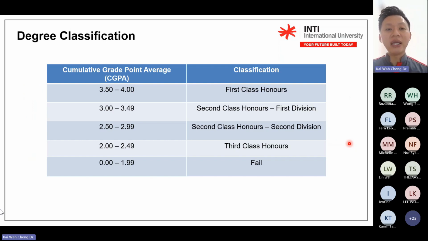And this is the degree classification for different levels of CGPA. Hopefully this can be your motivation to be more committed to your academic studies, because during the convocation, your name will be categorized accordingly. These 5 classifications, so maybe you can plan to do something starting from next Monday onwards, right? So these are the degree classifications at INTI International University.